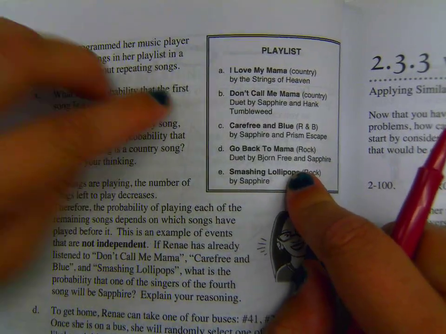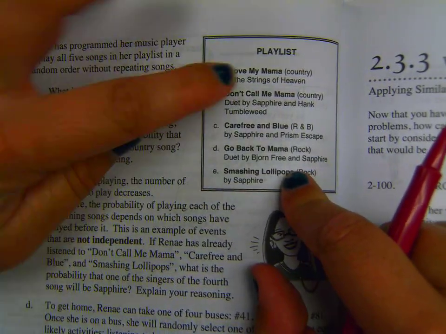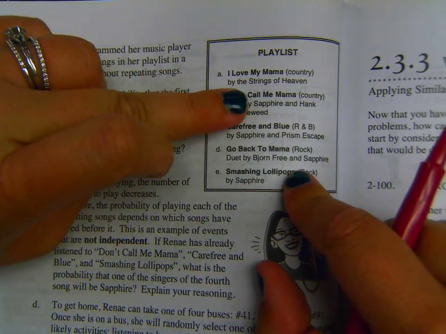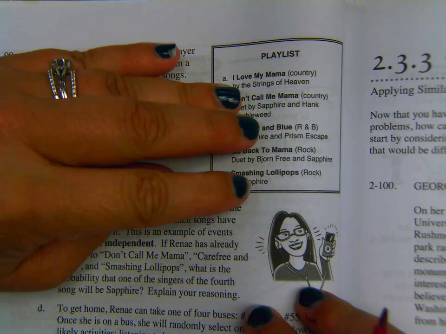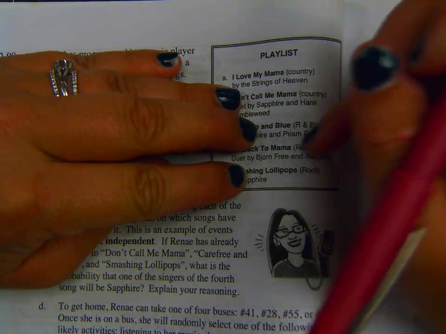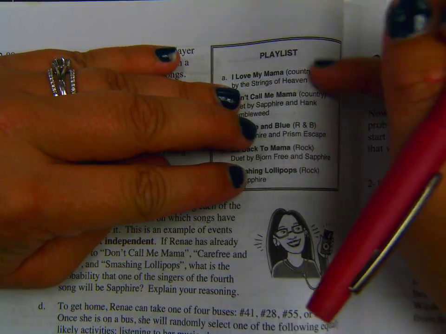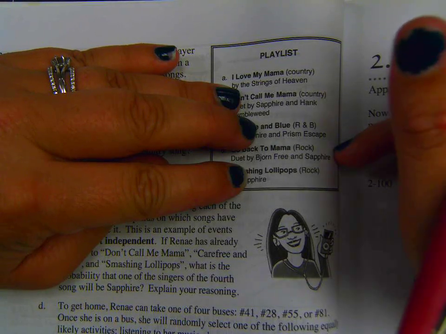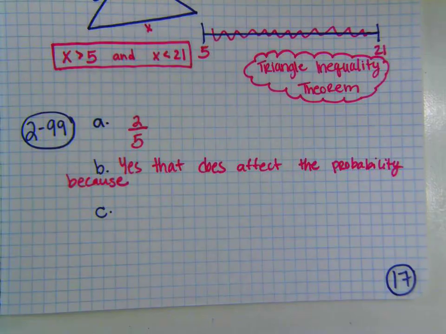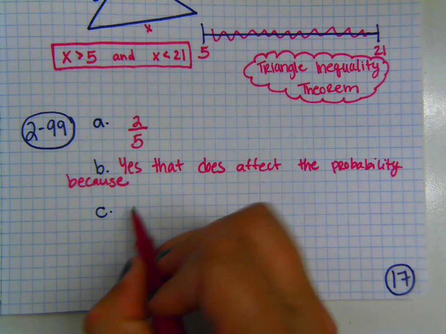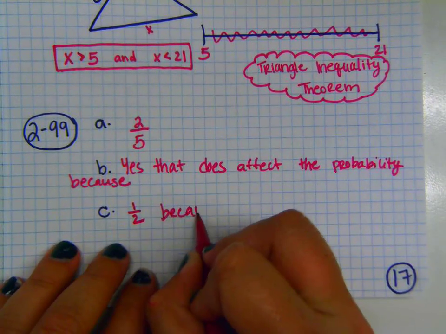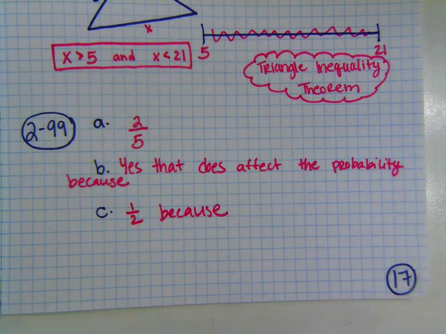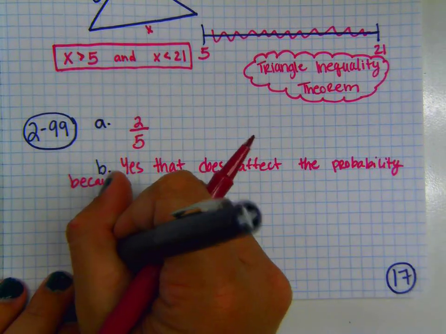Well, Don't Call Me Mama, goodbye. I'm going to just use my fingers. That one's gone. Carefree and Blue, and then Smashing Lollipops. So we're actually only left with 2 more songs. And only one of them has Sapphire, so it's going to be 1/2. So I'm going to say 1/2. And then it says explain, so you need a because. And go ahead and finish that.